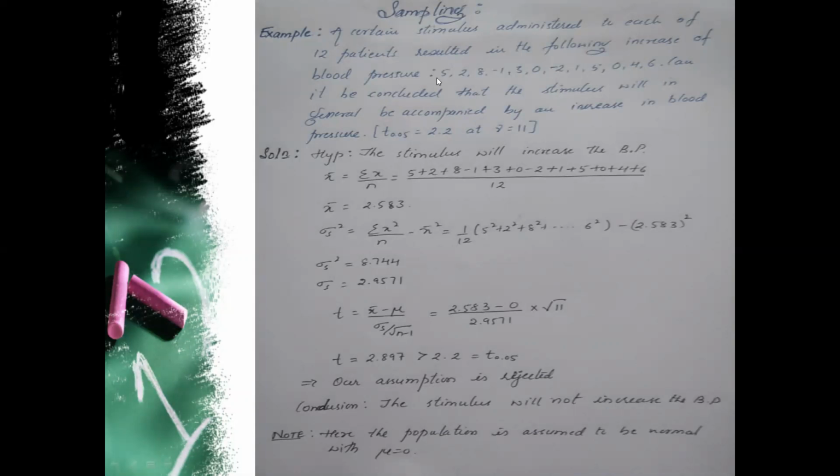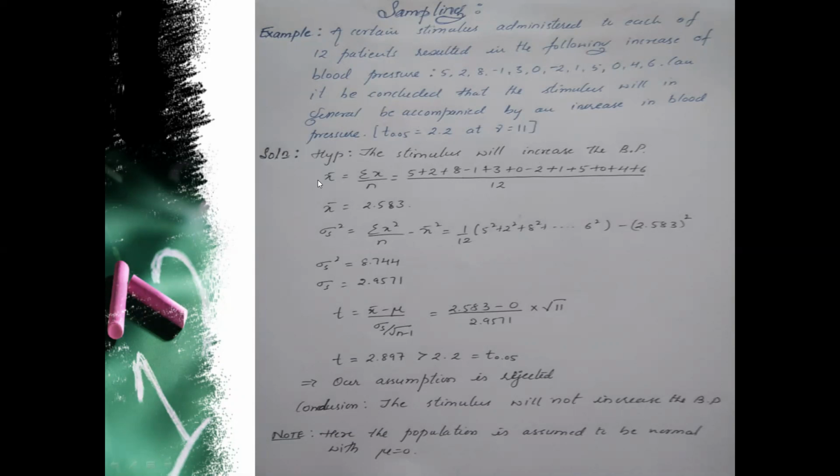So this is the data of 12 patients. Now, can we claim that for the population, the stimulus will in general increase the blood pressure? The t value from the table is also given to us. Now let us write the hypothesis: the stimulus will increase the blood pressure.